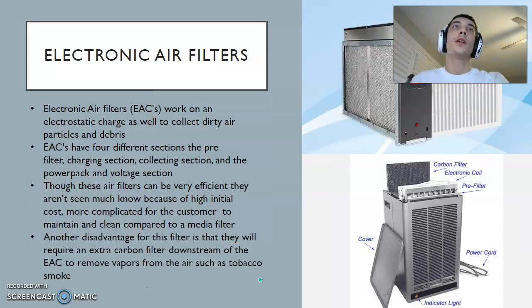Electronic air filters. Electronic air filters are also known as EACs, and they work on an electrostatic charge as well to collect dirt, particles, and debris from the air. EACs have four different sections: the pre-filter, the charging section, the collecting section, and the power pack and voltage section. Though these air filters can be very efficient, they aren't seen much now because of their high initial cost. They're more complicated for the customer to maintain and clean compared to a media filter. Another disadvantage is that they require an extra carbon filter downstream of the EAC to remove vapors from the air, such as tobacco smoke.